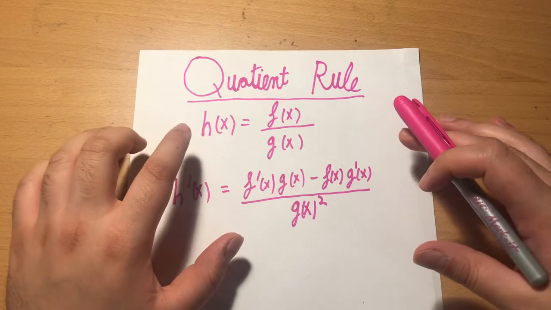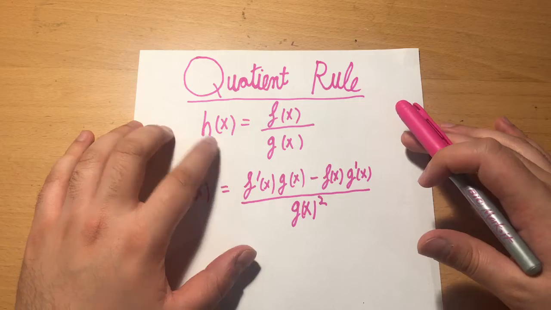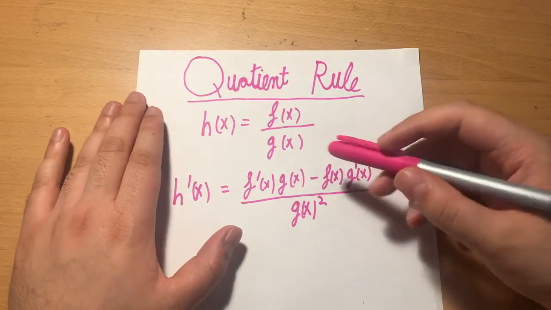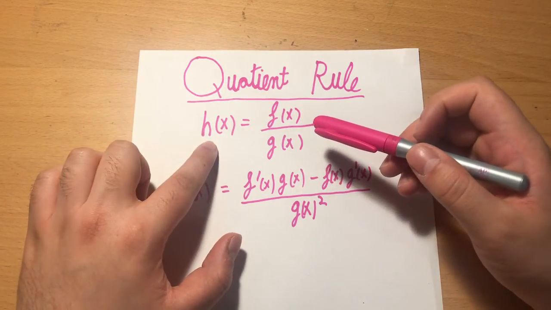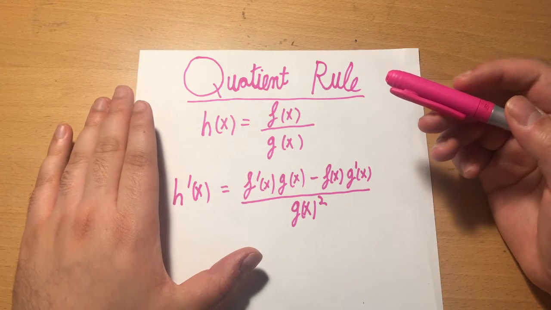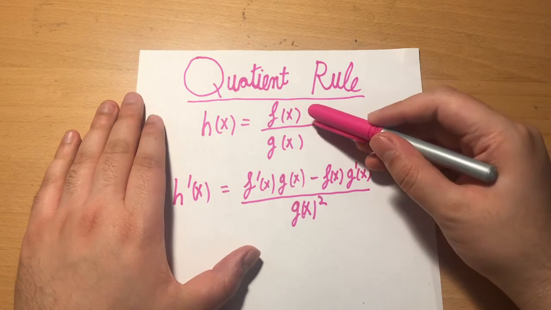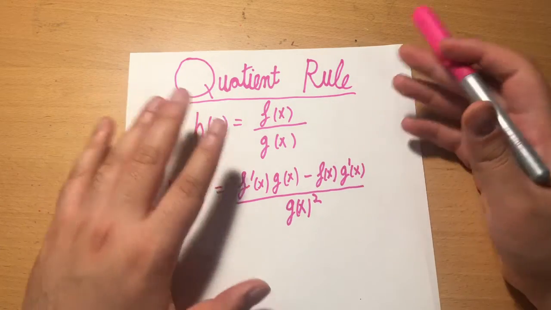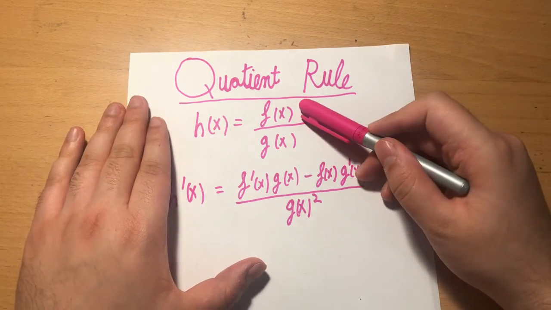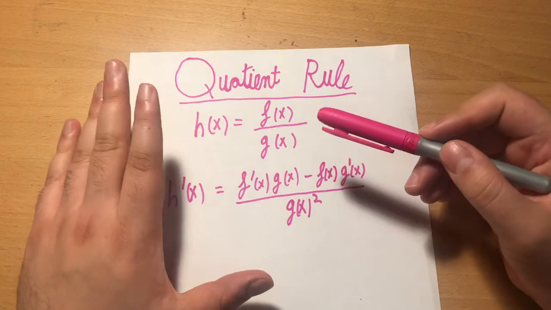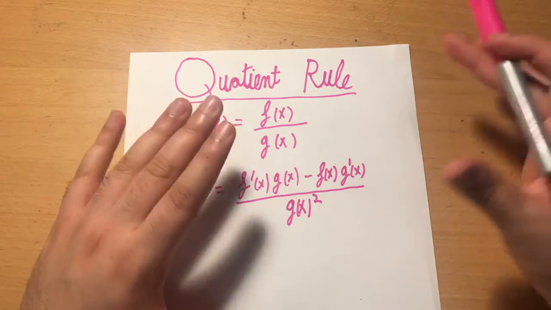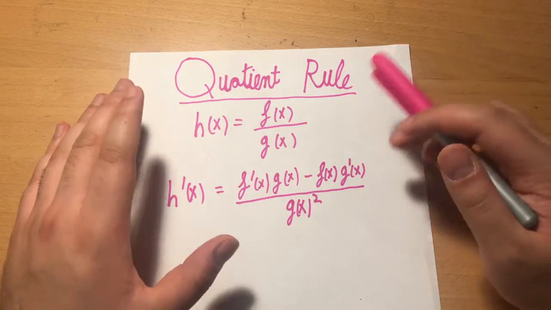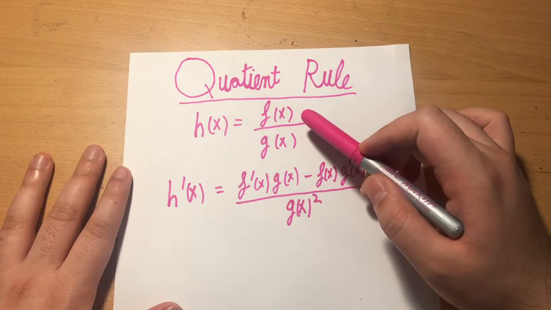So say you have a function, h of x, and the letters are arbitrary. You have some function h of x that can be represented as a fraction where you have a function in the numerator and a function in the denominator. Typically this means a variable is both in the numerator and denominator. That's kind of important. I'll talk about that more when we do examples. So let's say you have a function represented like this.